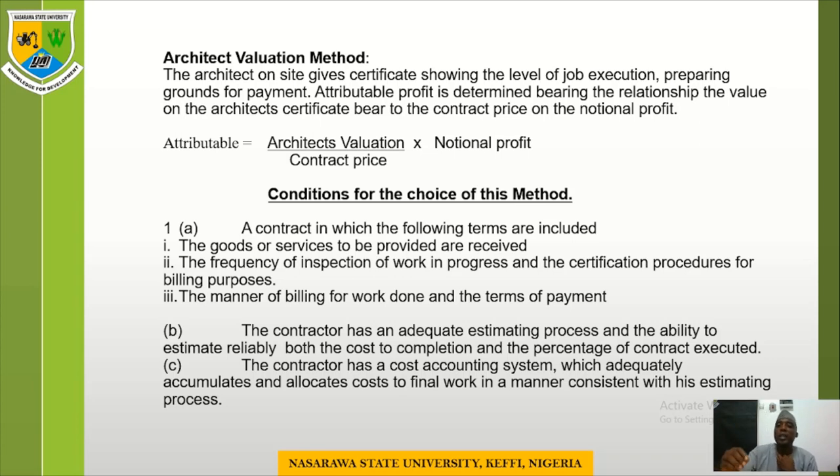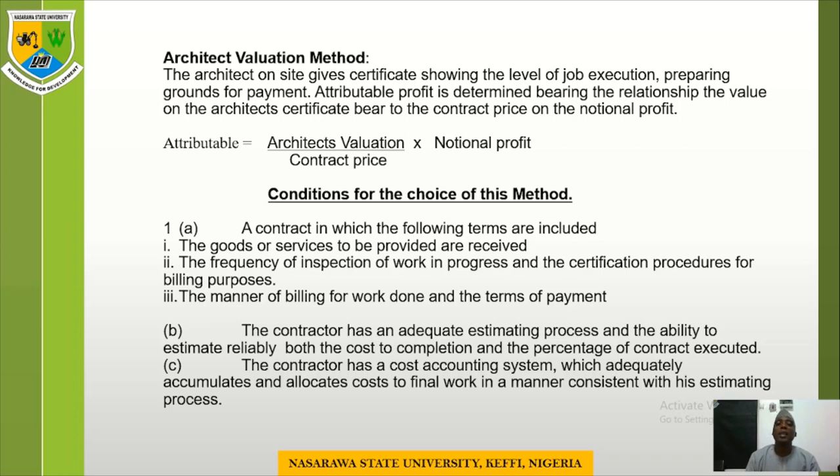But again, the scholar emphasized that there are conditions that need to be met before you could decide whether to compute your attributable profit using the cost method or the attributable valuation method. There are two conditions. Number one condition has three elements attached. This is the choice of the method of accounting for attributable profit, using the cost plus method or attributable value method.